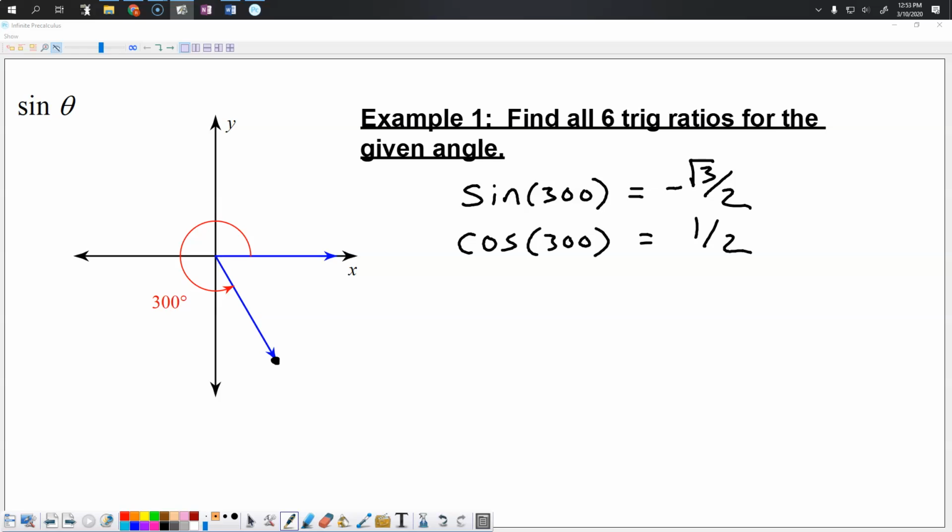Is it negative? No. And if you guys wanted to, I don't want to take the time to do this right now, but if you wanted to, you can get your calculator out, and you could do cosine of 300, you're going to get 1/2. Or you could do sine of 300. You're going to get negative 0.866, which is what this equals if you turn it into a decimal. Okay? So, those two are the easiest. Let's go ahead and talk about tangent now. Tangent requires a little bit of work.